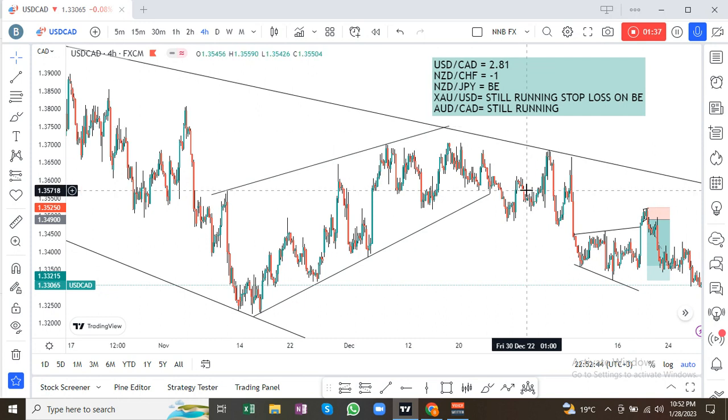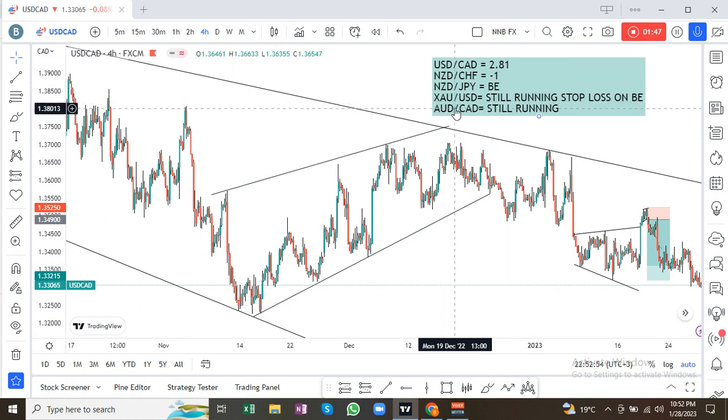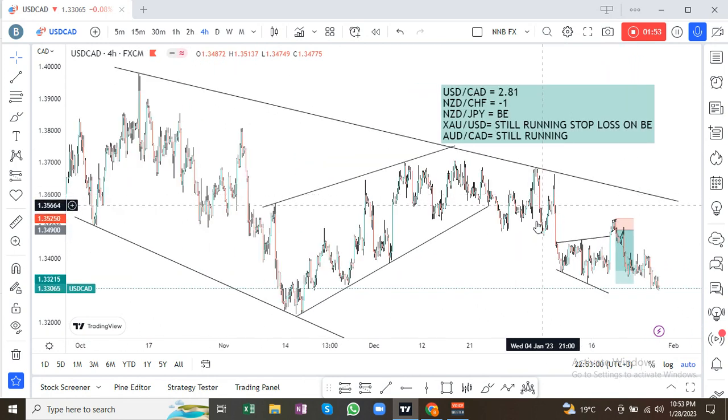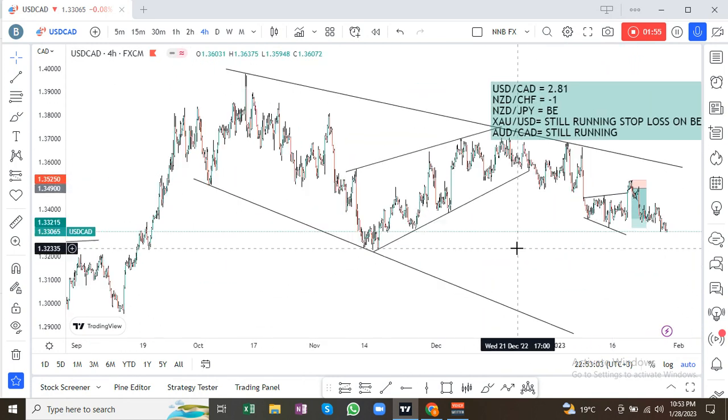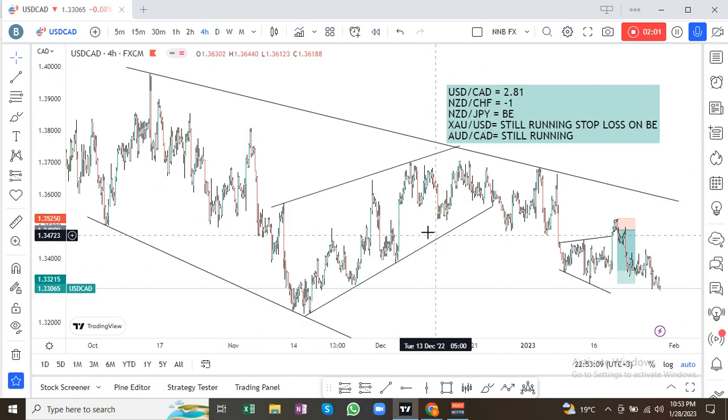So this week I only managed to close with 1.81% profits, and I have one trade on Australian dollar against the Canadian dollar, which is still running, and I've not broken even yet. So I'll start with this one. I had already talked about how I spotted this trade last week.